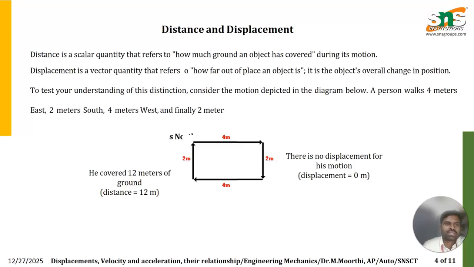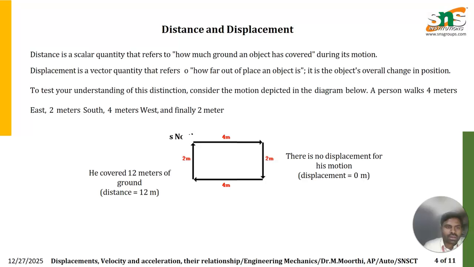Now, distance and displacement. Distance is a scalar quantity that describes how much ground an object has covered during its motion, whereas displacement is a vector quantity. It has both magnitude and direction, describing how far out of place an object is, that is, the change in its position from initial position to final position.